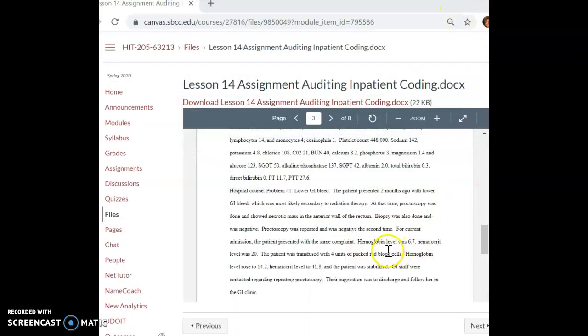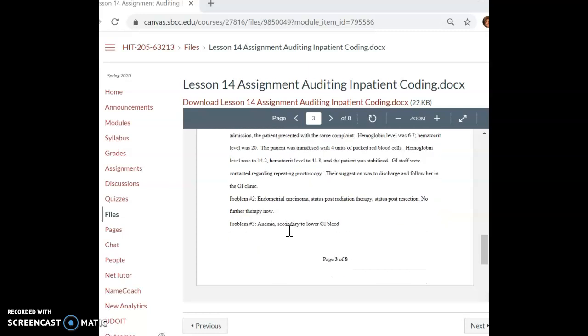So what I'm going to do, let's just look here. Problem number one, lower GI bleed, secondary to radiation therapy. They did a proctoscopy and the biopsy was negative. Then we get into problem number two: endometrial carcinoma, status post radiation therapy, status post resection, no therapy now. So again, the cancer's gone for the endometrium.